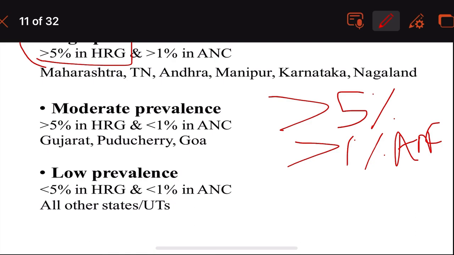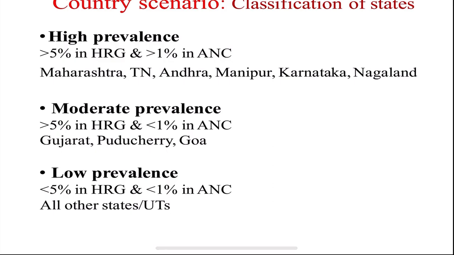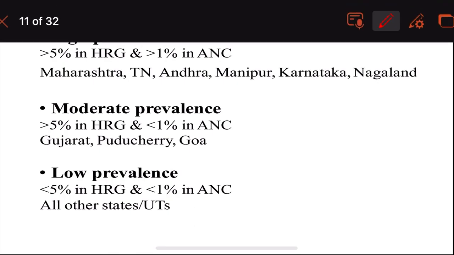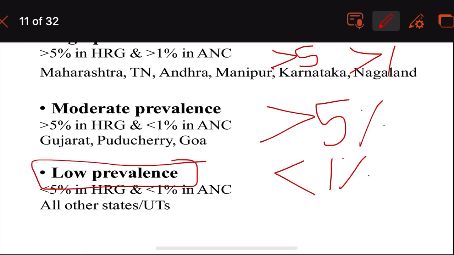And then we see the moderate prevalence, that is the second group. Group 2, the moderate prevalence states, includes the states of Gujarat, Goa, Puducherry, where the HIV infection has crossed 5% in the high risk group, but the infection in the antenatal women is less than 1%. So it is more than 5% in high risk, but less than 1% in antenatal women.